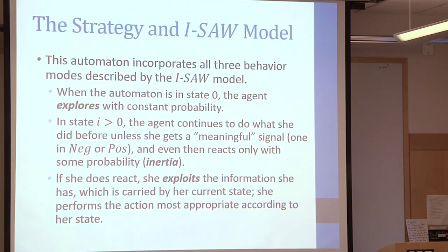So think of the state of the automaton as keeping some information of the observations I had so far. If I'm in state 4, it means I got 4 good signals that I decided to remember so far. So I exploit the last few samples I decided to remember. So it has the same kind of qualitative behavior as the ISO model. So if we can prove that this is a good strategy, we can use it to explain why people use this behavioral model.